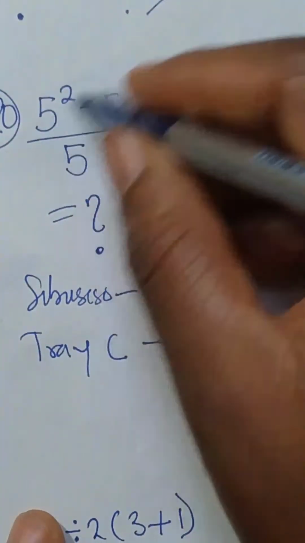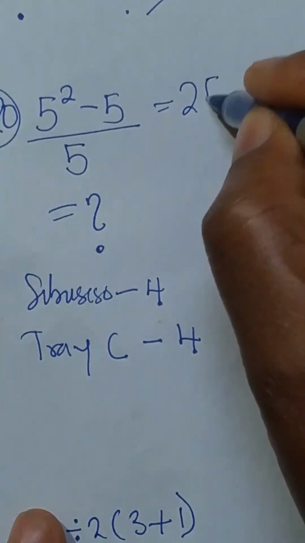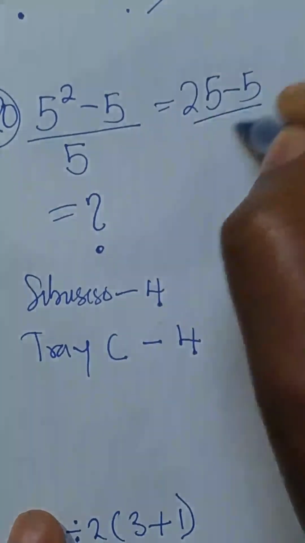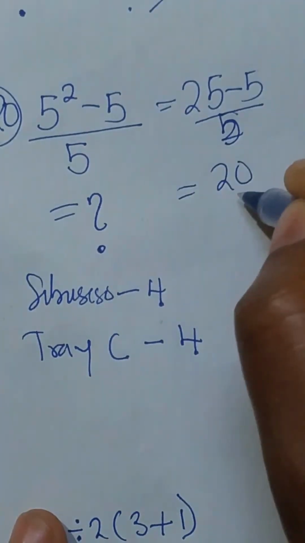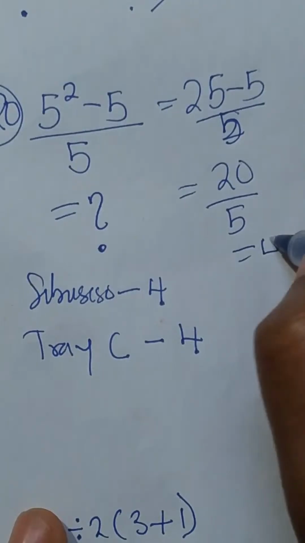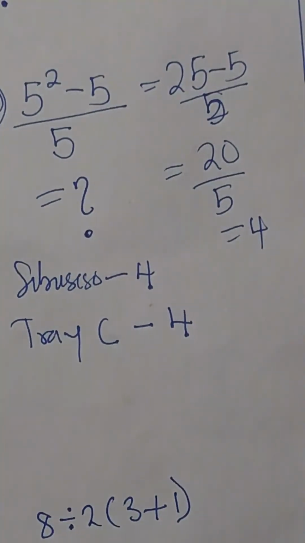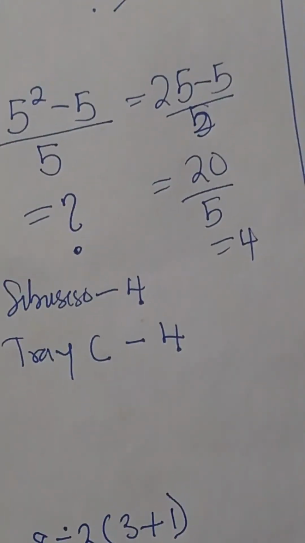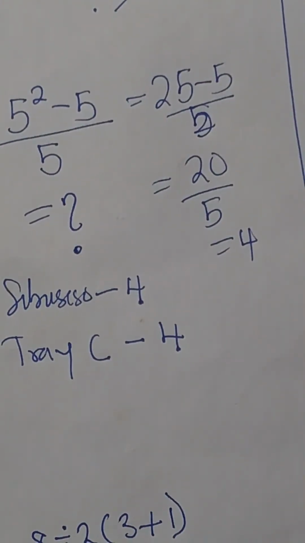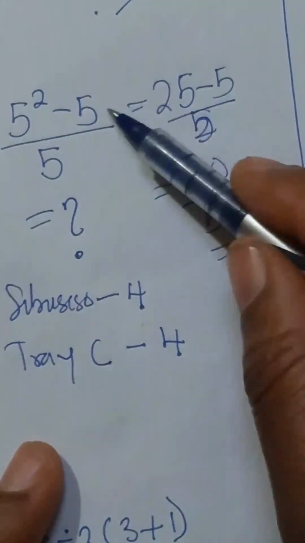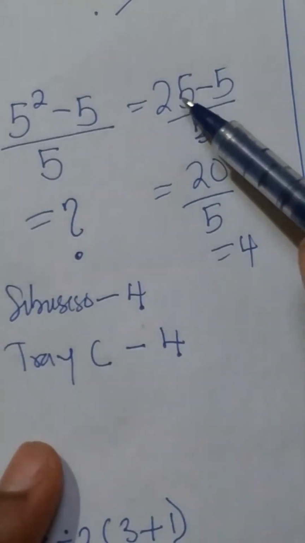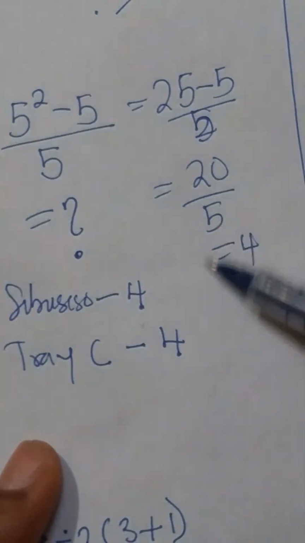Okay, this is easy. 5 square we know is equal to 25, and we have minus 5 all over 5. 25 minus 5 is 20 all over 5, and the answer is 4. Sibusiso, don't worry, I will solve it. It's easy. You just square it. 5 square is 25 minus 5 all over 5. So 25 minus 5 is 20 all over 5. That's why you get 4. That is how easy it is to solve that.